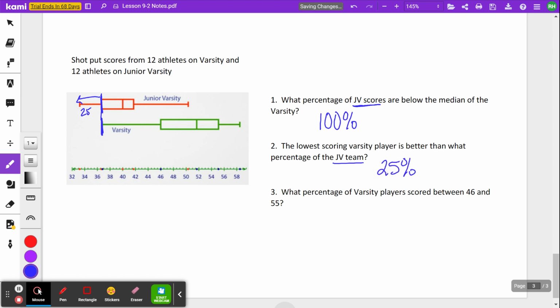Okay, last one. What percentage of varsity players scored between 46 and 55? Well, again, 46 is here, right? 55 is here. So percentage-wise, that is the interquartile range, which would be 50%.